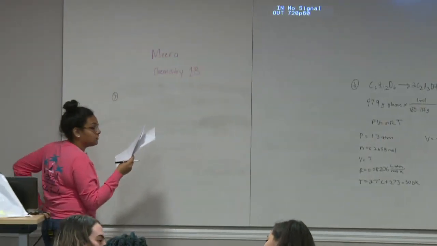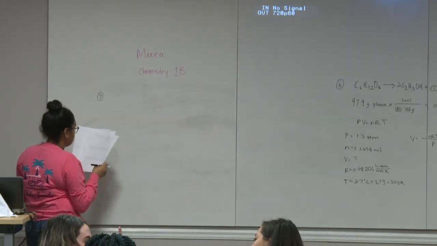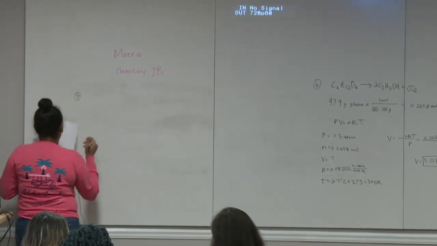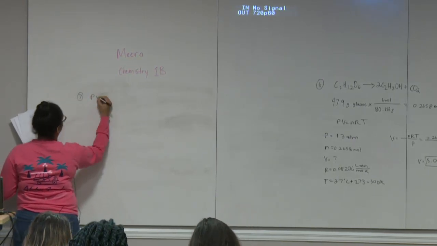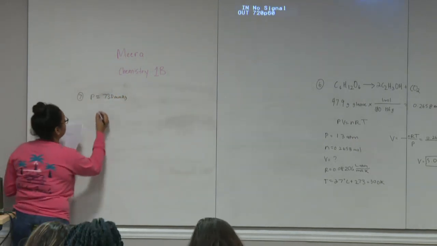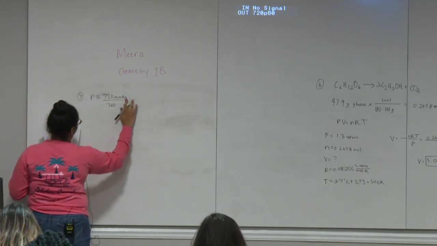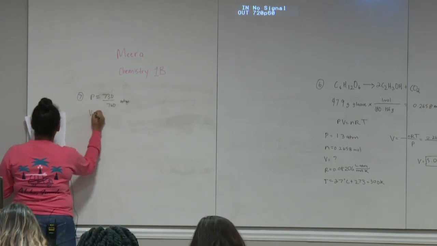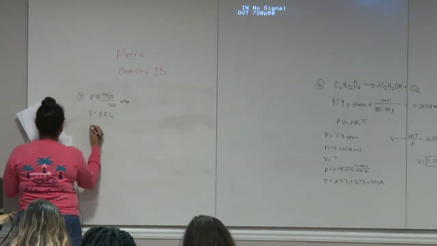Okay, a sample of nitrogen gas occupies a volume of 8.8 liters at 730 mmHg at 278 Kelvin. Calculate the grams of sample present. So we know that pressure equals 730 mmHg. This is where we would convert it, so we divide by 760 and get it in atm. We know that the volume is 8.8 liters.